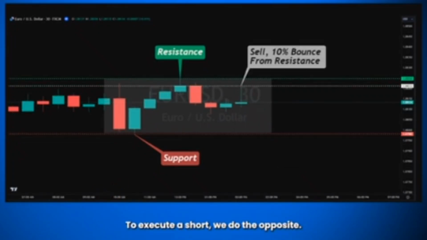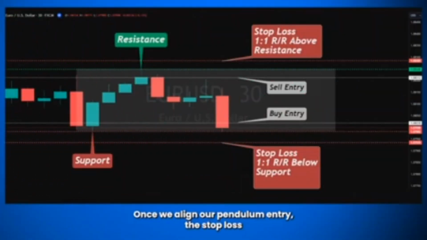To execute a short, we do the opposite. We sell the market 10% in front of our resistance level. As you can see, we sell after a failed bullish breakout. Once we align our pendulum entry, the stop loss and profit targets must be set. First, the stop loss. For a buy, the stop loss is placed at a 1-to-1 ratio beneath support. For a sell, the stop loss is placed at a 1-to-1 ratio above resistance.